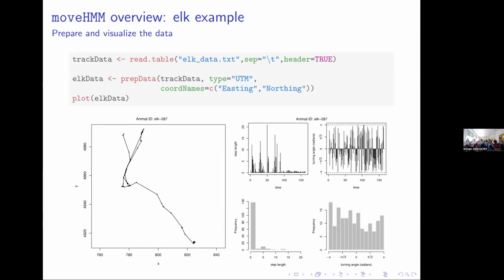And now it becomes an object that you can plot just using a generic plot function. In this case, we have an elk from a seminal paper by Morales et al. from 2004, where he and his co-authors first looked at these types of models. It'll help you visualize your tracks by each individual, and then give you summaries of the steps and the turns, which can sometimes be helpful for understanding what's going on with your data. It'll also give you some histograms as well.